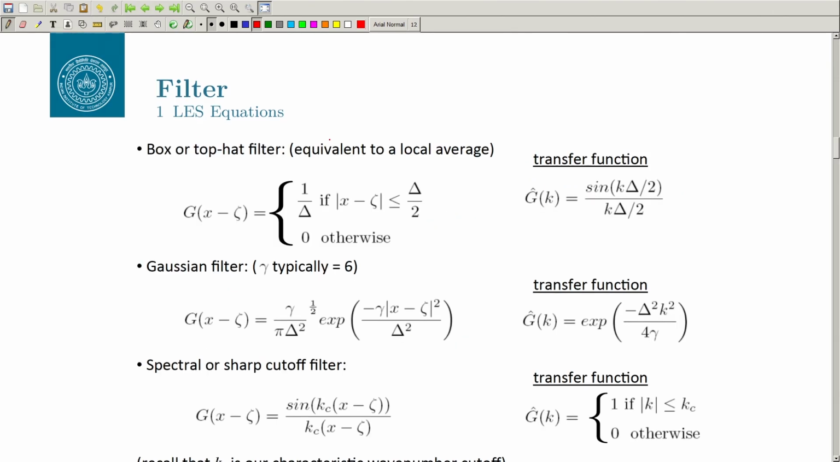Now, these are some examples of the filter. One is, for example, the box filter, or you can have the Gaussian filter, or you can have the spectral cutoff filter. Typically, the box filter and the Gaussian filter are used in the explicit filter LES approach, and all of these have the same function: they act on a signal and remove the high frequency content.